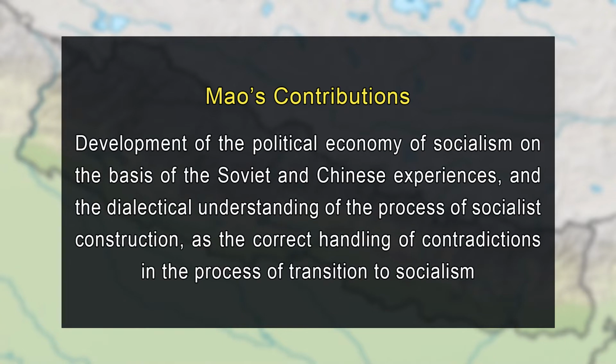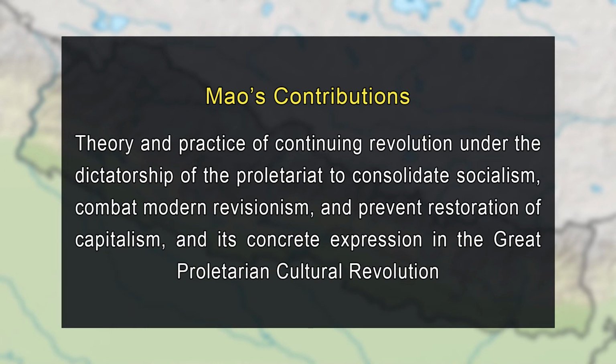4. The development of the political economy of socialism on the basis of the Soviet and Chinese experiences, and the dialectical understanding of the process of socialist construction as the correct handling of contradictions in the process of transition to socialism. And 5. Most importantly, the theory and practice of continuing revolution under the dictatorship of the proletariat to consolidate socialism, combat modern revisionism, and prevent restoration of capitalism and its concrete expression in the Great Proletarian Cultural Revolution.